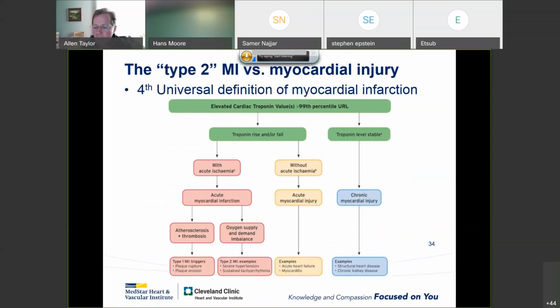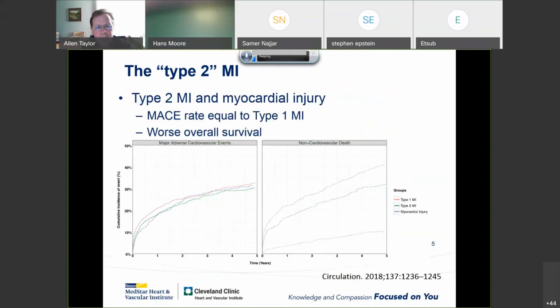This really falls under the idea of the type 2 MI, right? This is the fourth universal definition of MI, elevated troponins, and whether that's driven by a type 1 MI, a type 2 MI, in patients with acute myocardial injury or these chronic myocardial injuries with elevated troponin. And that's why one needs to both measure a preoperative troponin and then surveil with troponin postoperatively.